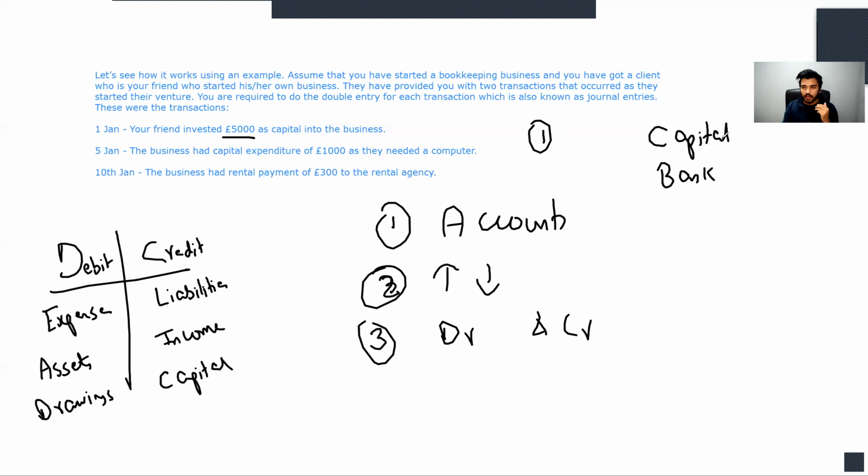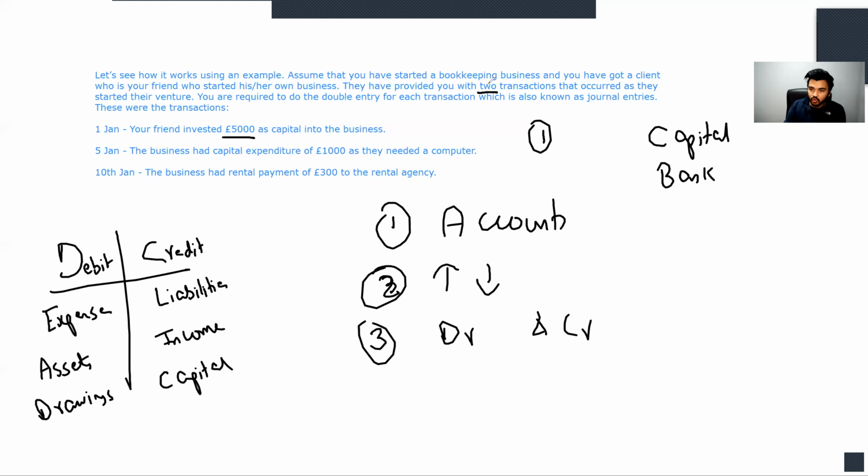Now, as the owner is putting money into the business, I forgot to introduce the whole scenario. Basically, you have a friend who started this business. You're doing the bookkeeping for him. He provided you with some transactions. There's an error here, it should be 3. And you are required to do the double entry for each transaction, which is also known as journal entries.